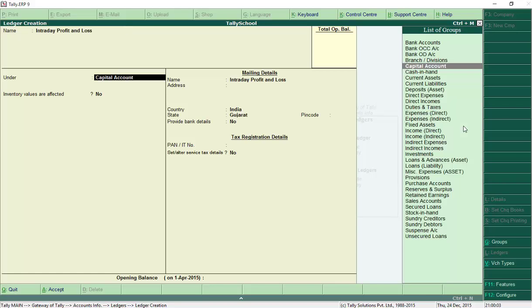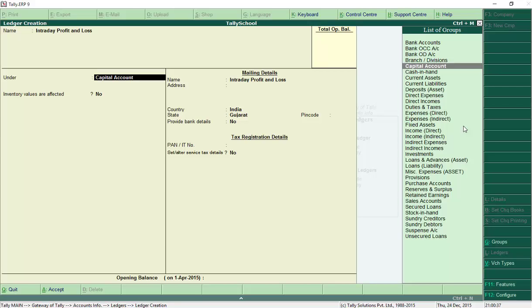and press enter. Now why are we creating this ledger? Because whenever we have an intraday loss or an intraday profit, we will be debiting or crediting this ledger. When we have an intraday loss, we will debit this ledger and credit the stockbroker's ledger, and whenever we have intraday profit, we will debit the stockbroker's ledger and credit this ledger. So this is how the entry works. I've told you prima facie what the entry is and how it works.